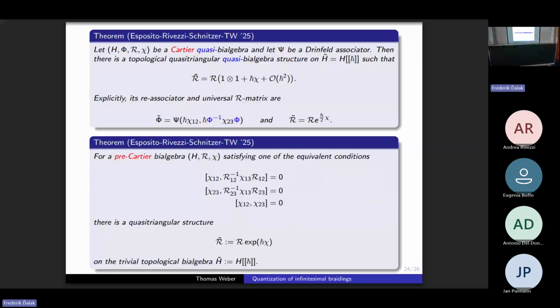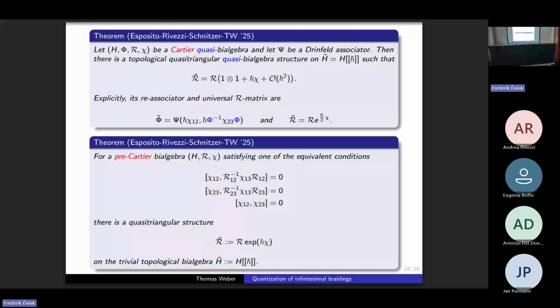If you ask more, so if you ask one of these three conditions here, you can even do the pre-Cartier case, and basically you get an R matrix on those. You do not even have to change the associator.